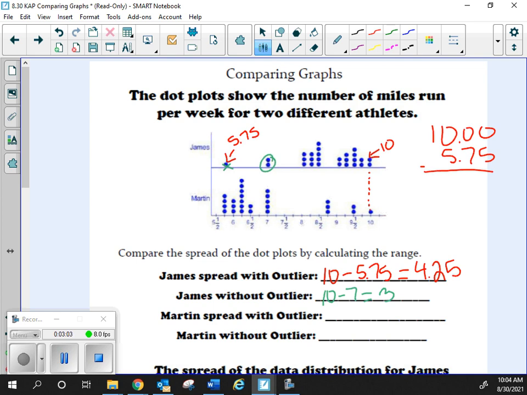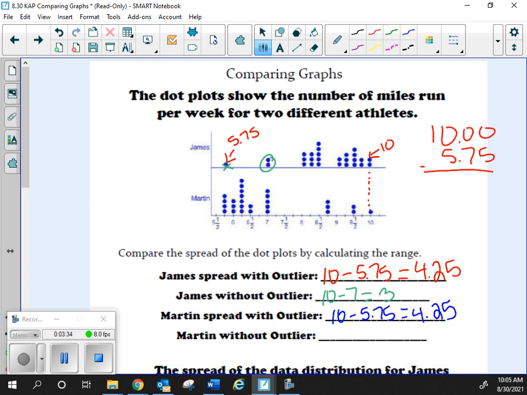Okay, pause. For recordings at home, if you need to pause and play because I'm going too fast. All right, now with Martin. Find that high. What's the highest value? 10. What's the lowest value? 5.75. Is it the same numbers? So I'm just going to re-record that. 10 minus 5.75. Should our answer change at all? No. Hopefully not.